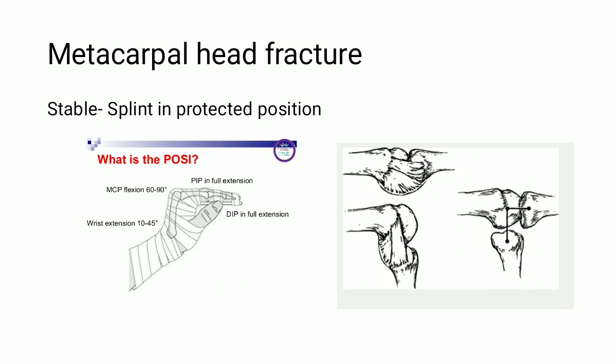The collateral ligaments of the MCP joint are relaxed in extension, permitting lateral motion, but they become taut when the joint is fully flexed, hence achieving more rigid immobilization. Hence it must always be immobilized in the protected position. It is also called the position of safe immobilization, or POSI.